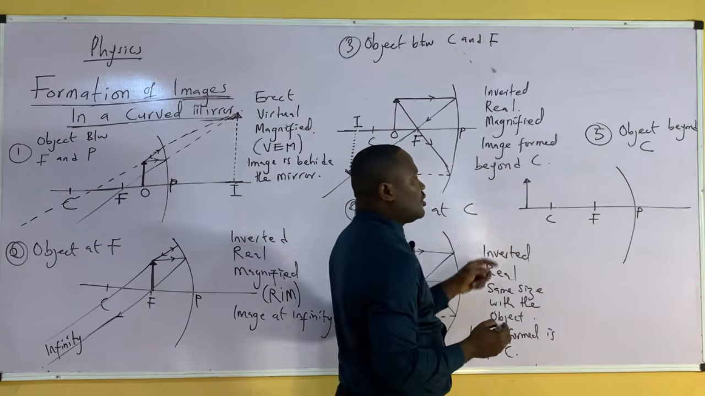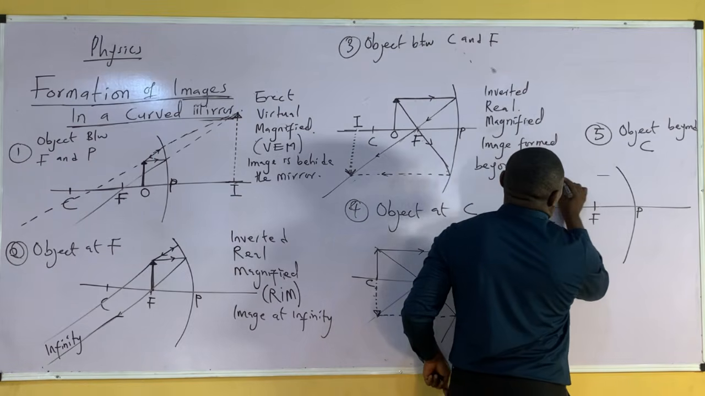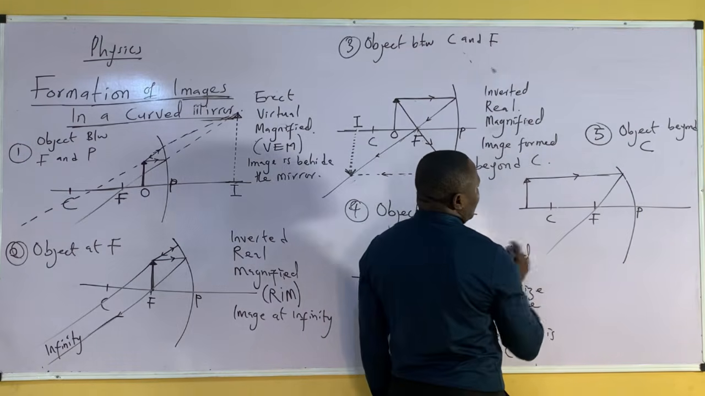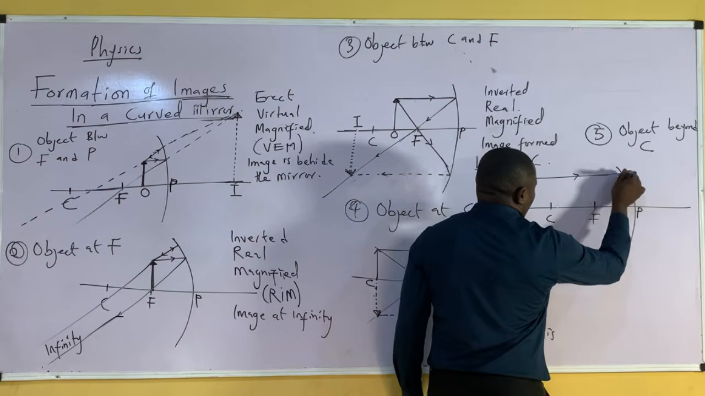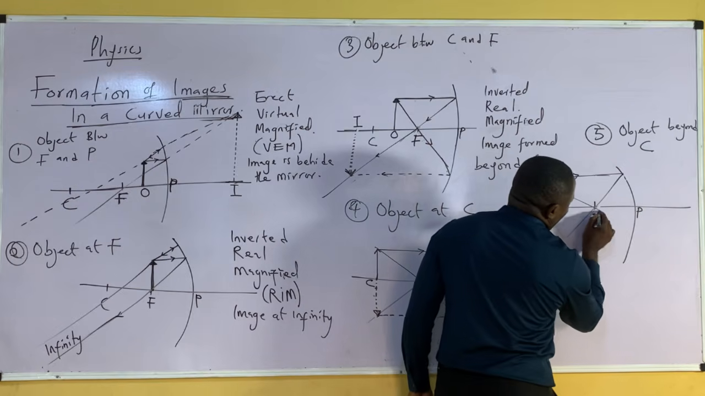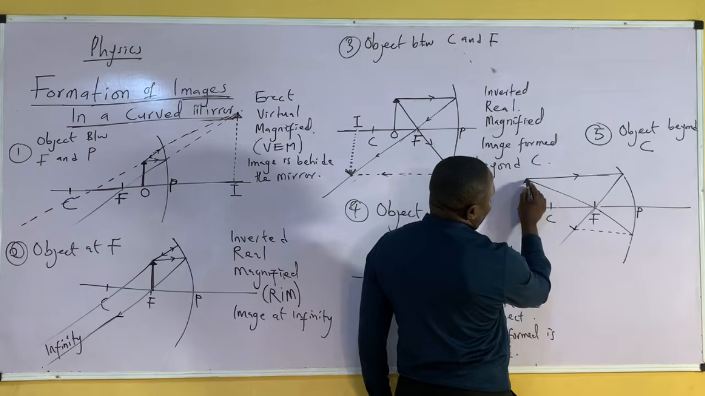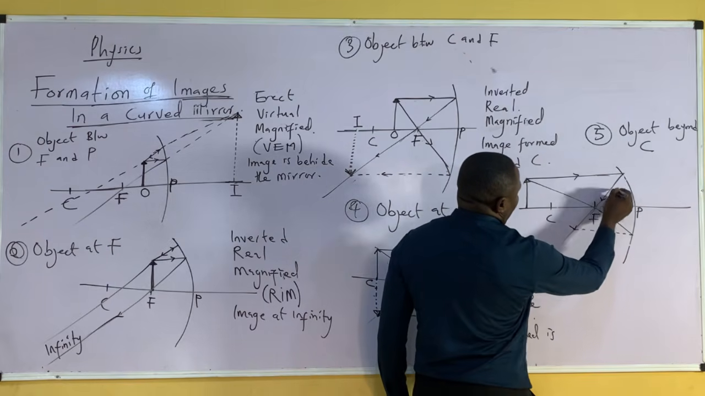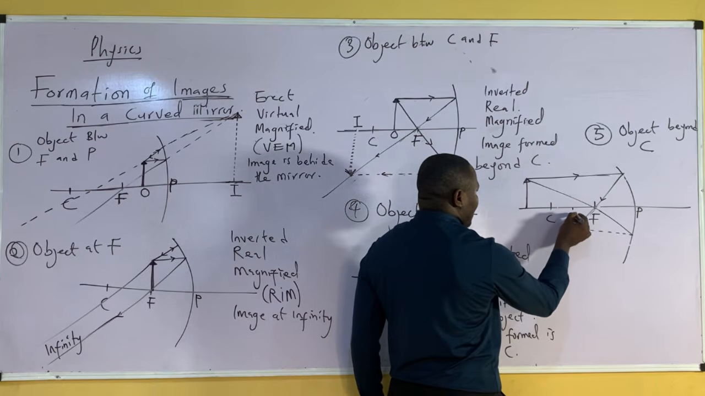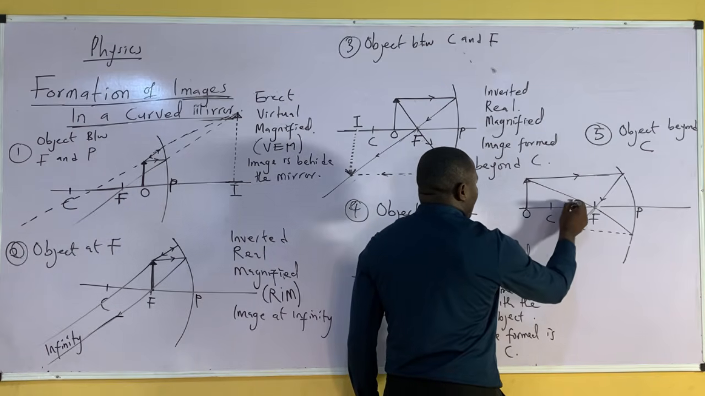Now if the object is beyond C, how will it go? The light ray will go straight and strike the mirror. Then it comes through the principal focus. The other ray of light also passes through the principal focus and hits here. Now check, this is the head, coming down to this place. So the image is inverted. This is the object, but this is the image formed.